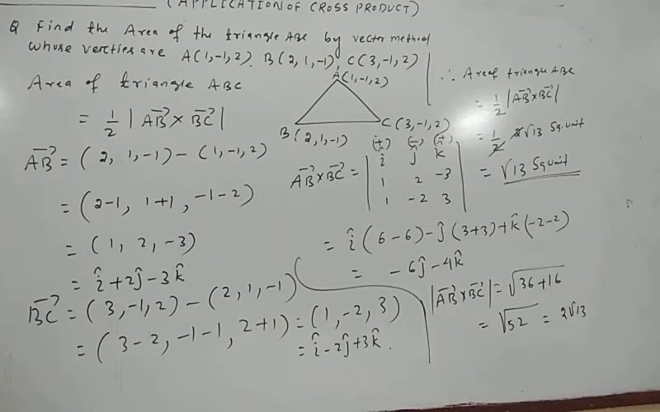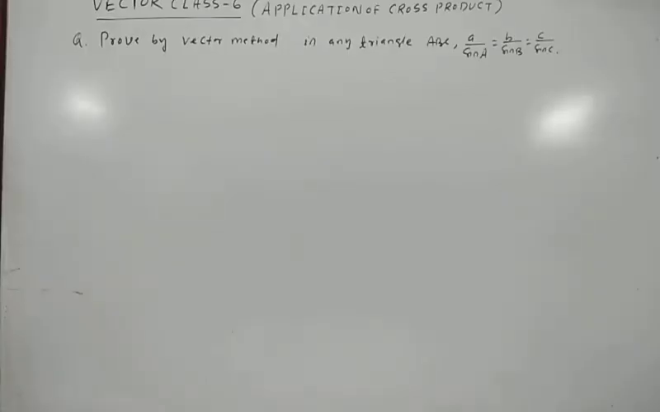So this is the area, root 13 square unit. Now, prove by vector method that in any triangle ABC, a by sin A is equal to b by sin B is equal to c by sin C. And you know this law is called the sine law. So how to prove it by vector method?